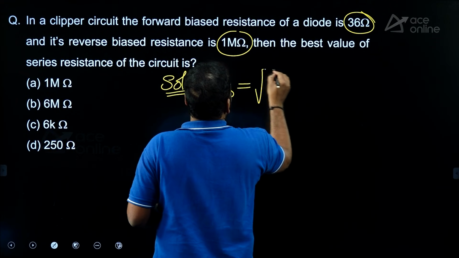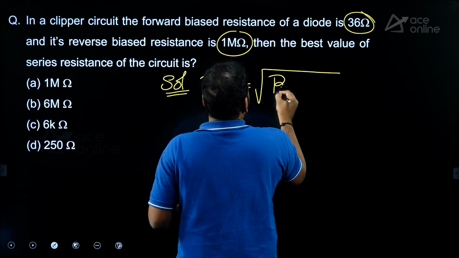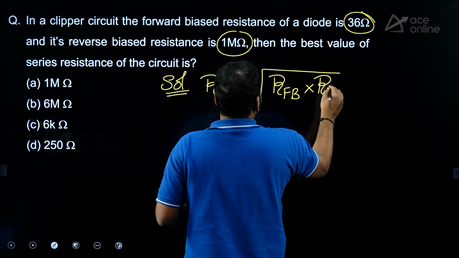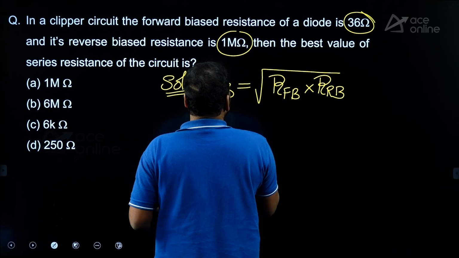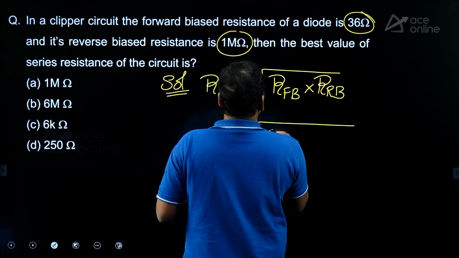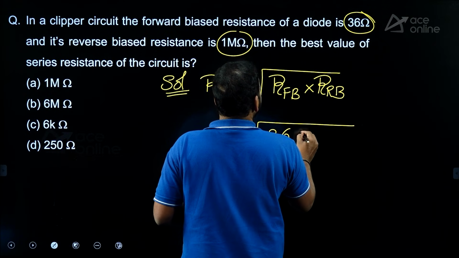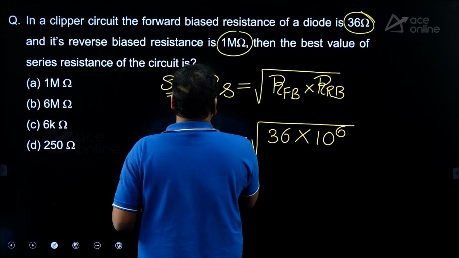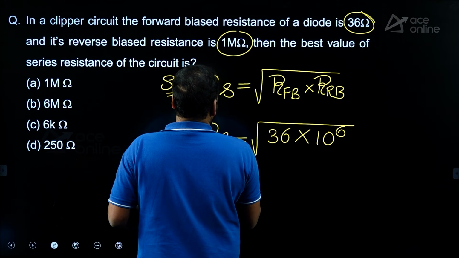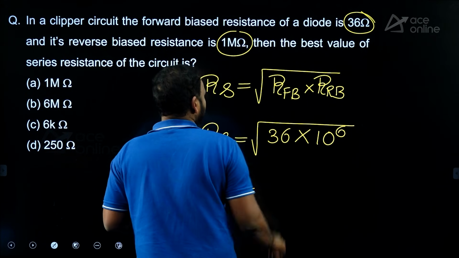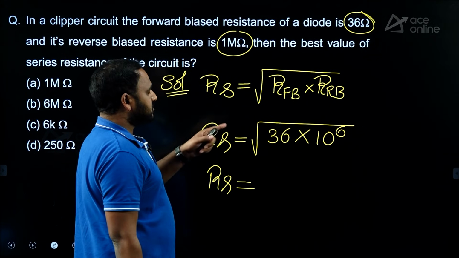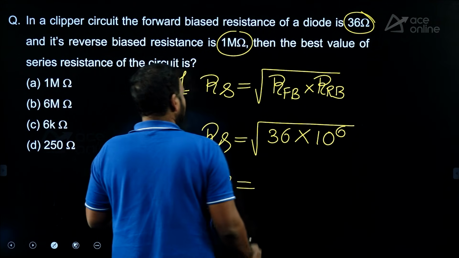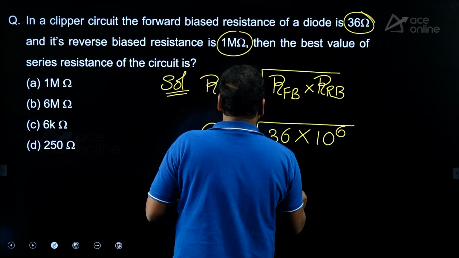Rs is equal to the square root of the forward bias resistance of the diode times the reverse bias resistance of the diode. That is equal to 36 ohms, the forward bias resistance, times 1 mega, 10 to the power of 6 ohms. So, what is the Rs? Root 36 into root of 10 to the power of 3 whole square, 10 to the power of 3 kilo. The square root gets cancelled, root 36 is 6 kilo ohms.